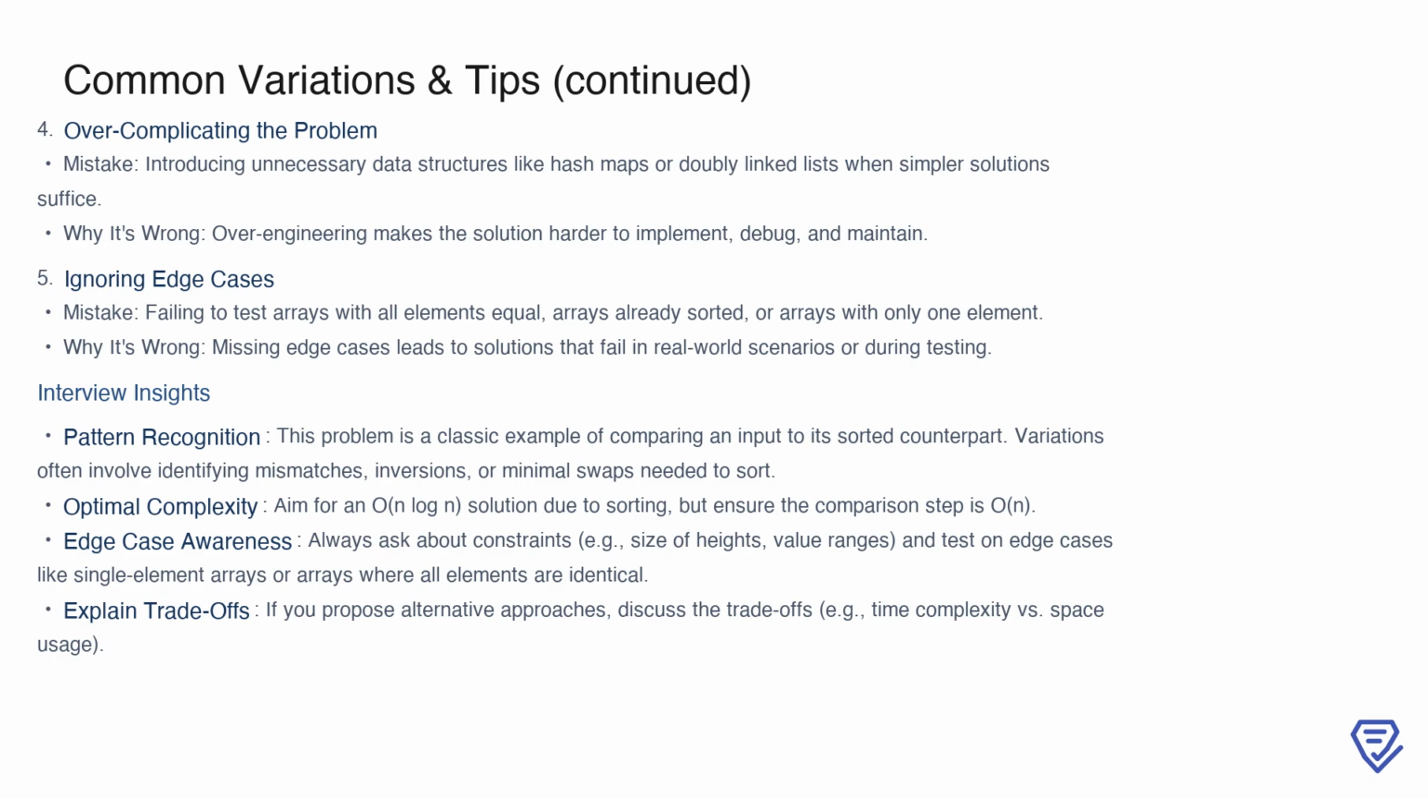From an interview perspective, this problem is a great opportunity to demonstrate pattern recognition. It's a classic example of comparing an input to its sorted version, and variations often involve analyzing mismatches, inversions, or the minimum swaps required for sorting. Aim for an O(n log n) solution due to the sorting step, while the comparison itself should remain O(n). Always ask about constraints, like the size of the array or value ranges, and make sure to address edge cases and trade-offs in your explanation. For example, if you propose an alternative method, discuss how it balances time complexity and space usage.